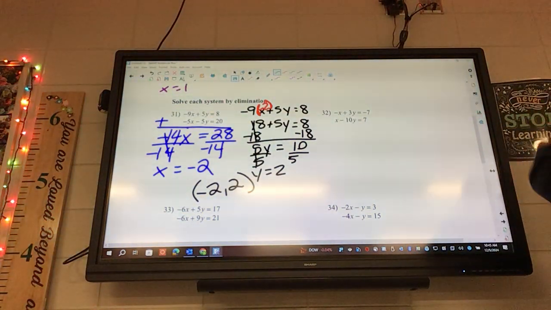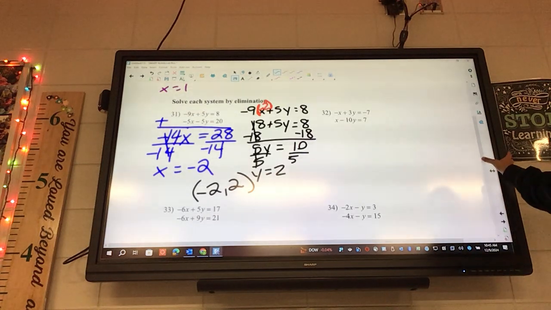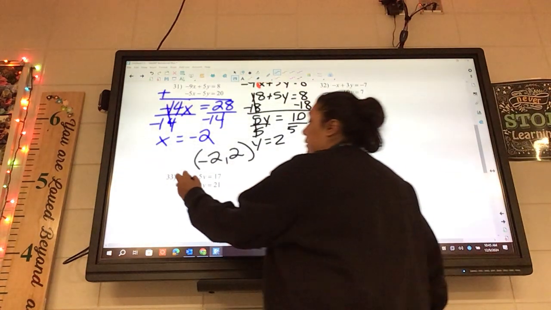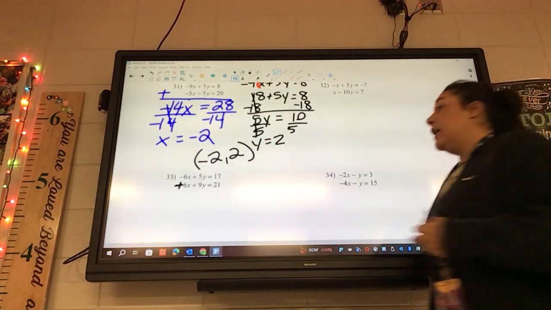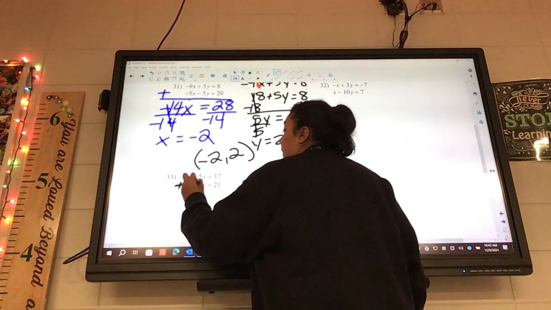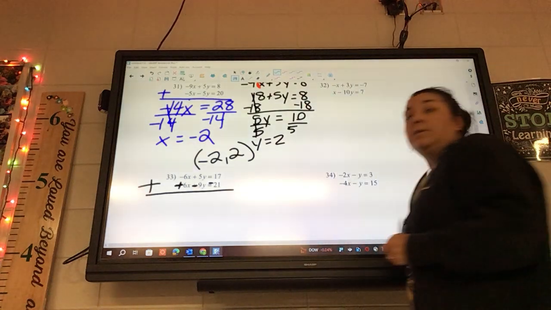Okay, 33, which ones are gonna cancel, X's or Y's? X. The X's, okay, and then notice how they are both what? A negative, okay, so on the second equation, you need to go through and change all of the signs on the second equation. So it was a -6, so what should the new one be? Positive right here. Okay, the 9 should become what? Negative. A negative, and the 21 should become a negative. And now you can just add them together like you normally would.